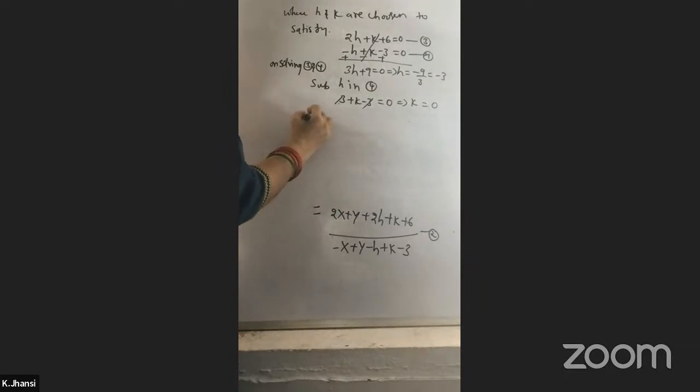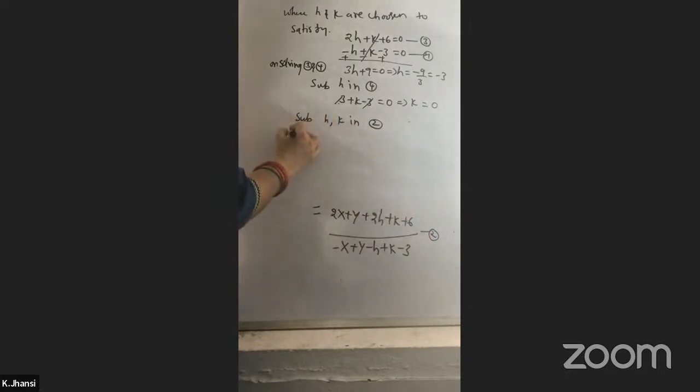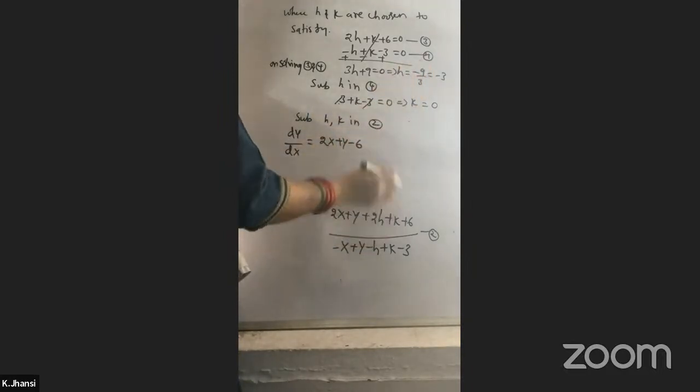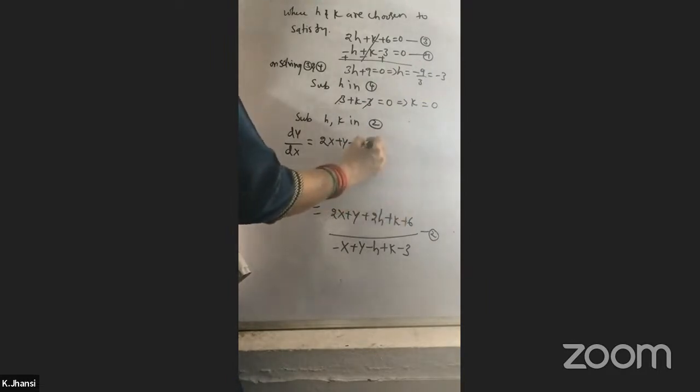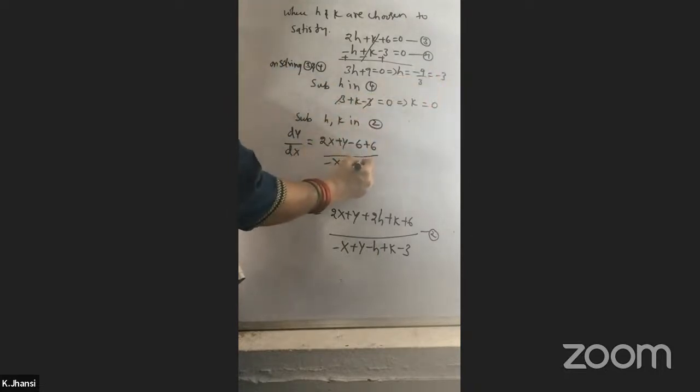So now substitute h comma k into the second equation. Okay. So you will get it as capital dy by dx is equals to 2x plus y plus h value is minus 3, so minus 6, k is 0 now. So if you take out that one, it is plus 6 by minus x plus y minus of minus, it will be plus 3 and it is minus 3.